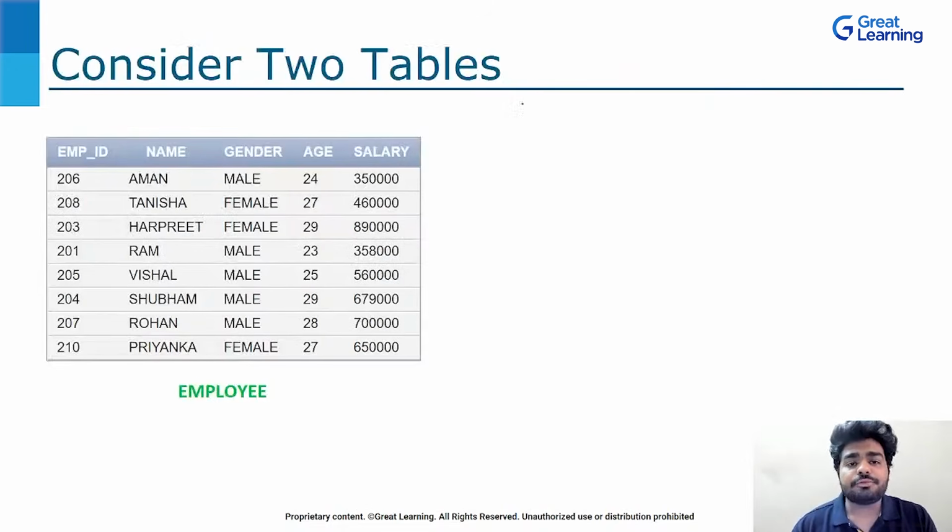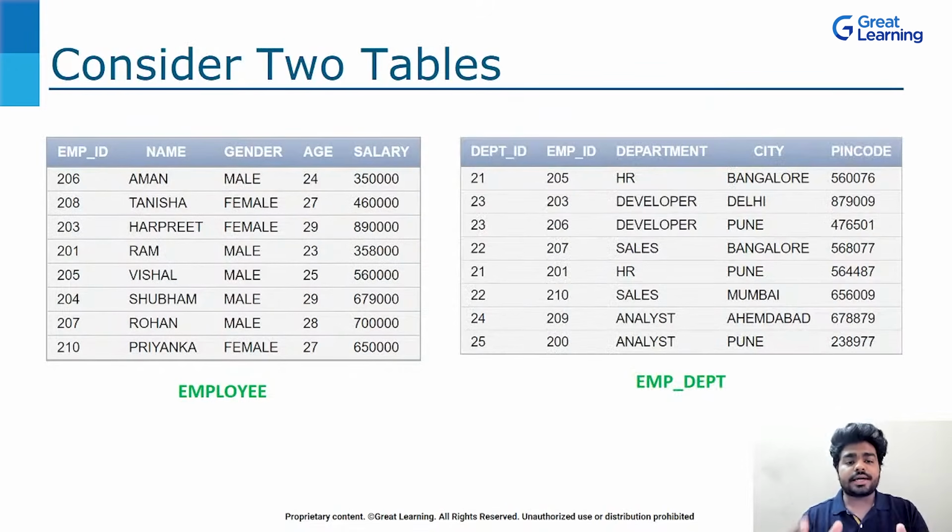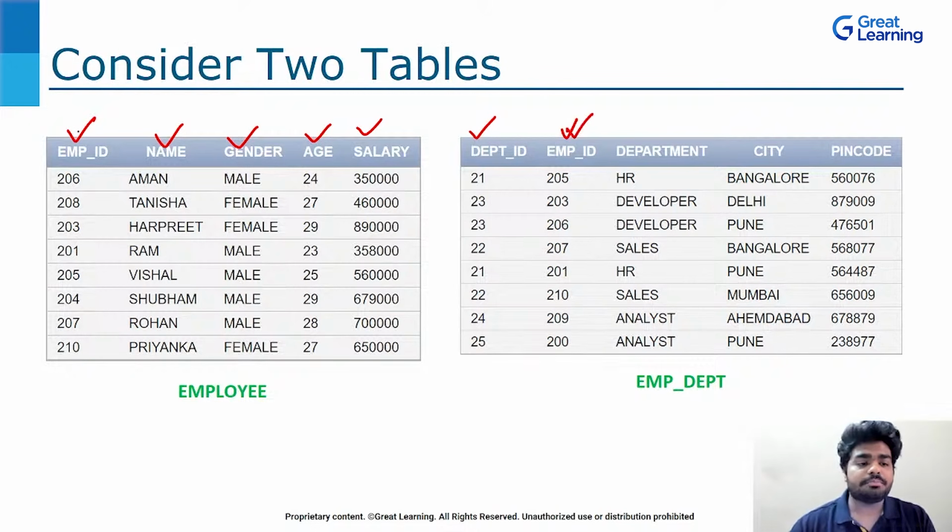Let's say that I have these two tables. Please have a look at these two tables. So we have the emp ID, name, gender, age, salary, the typical table of employee, right? What an employee table should have: an ID, the name, the gender, the age, and salary. Then we have the employee department table. That means this particular table will have the department information. So we have department ID, employee ID. Now look at this. This employee ID and this employee ID is the primary key.